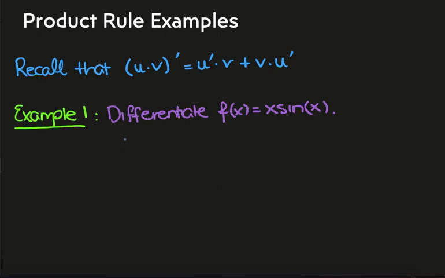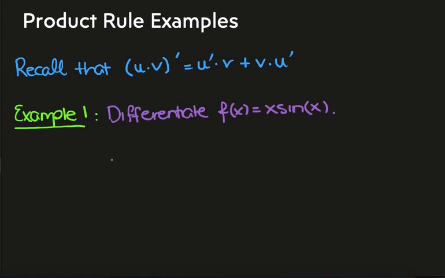Okay, so in this video we want to look at product rule examples. Recall the product rule tells us that if we take two functions u and v and differentiate them, such as u times v, then we'll get u prime times v plus v times u prime.